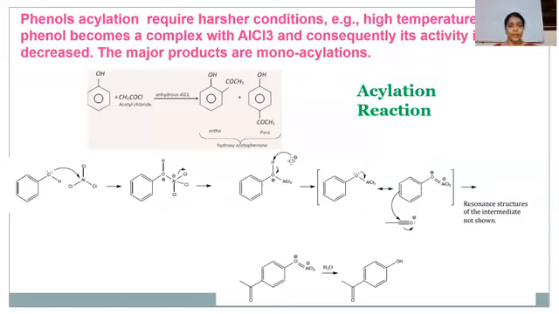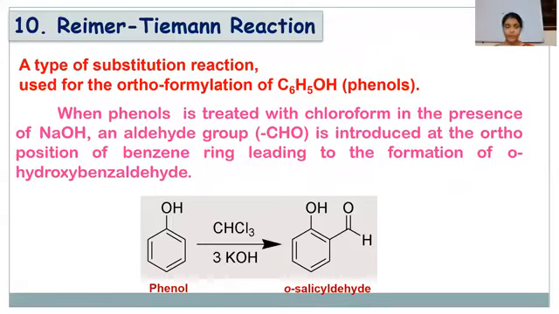Friedel-Crafts acylation reactions. Acylation reaction of phenols requires harsher conditions, that means higher temperature. Phenol forms a complex with aluminium trichloride and consequently its activity decreases and forms a monoacylation product, orthohydroxyacetophenone or para-hydroxyacetophenone. This is the mechanism of the reaction, in which first it forms a complex with aluminium trichloride and then after hydrolysis it is converted into product.